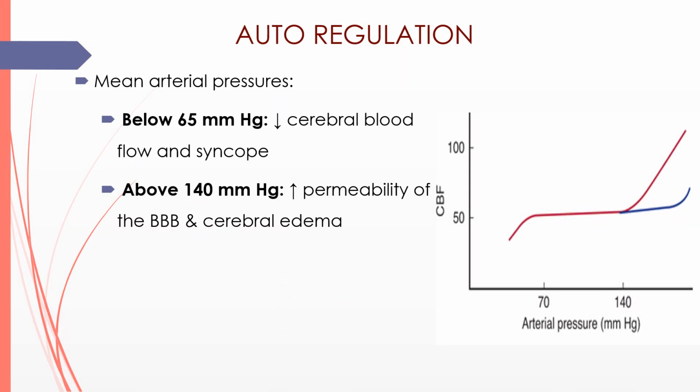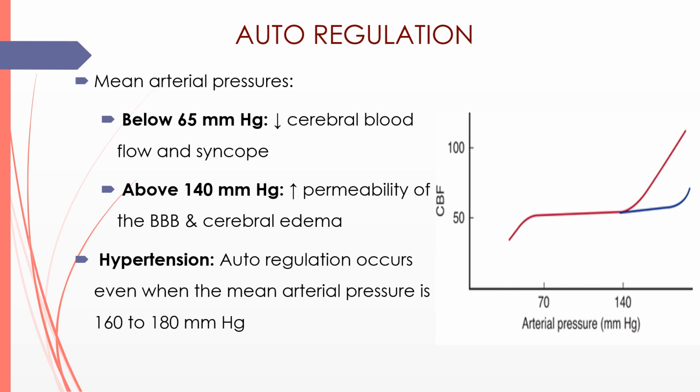So when the mean arterial pressure goes below 60 millimeter of mercury, that decreases the cerebral blood flow and causes syncope. And when the mean arterial pressure goes above 140 millimeter of mercury, that increases the permeability of the blood-brain barrier, so that causes a rupture, which results in hemorrhage and cerebral edema.